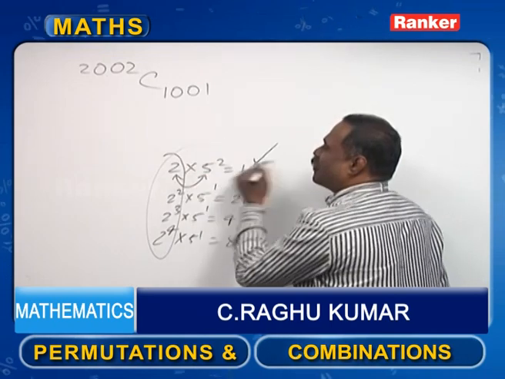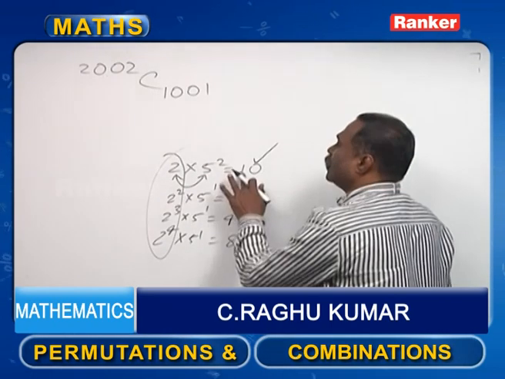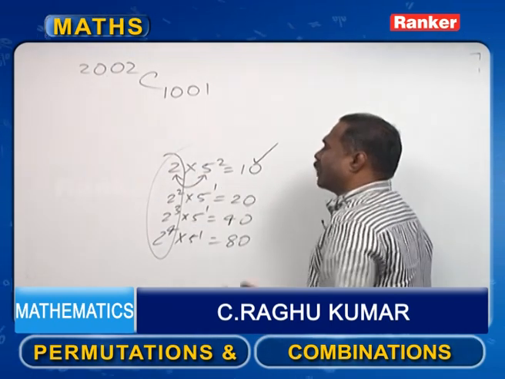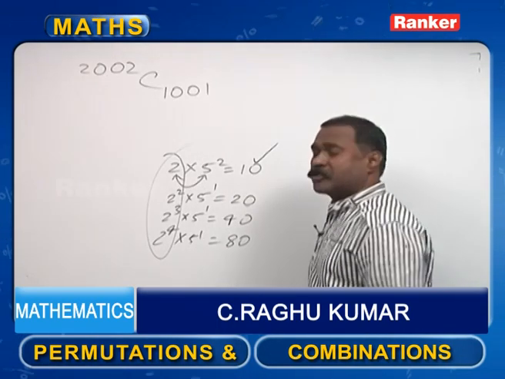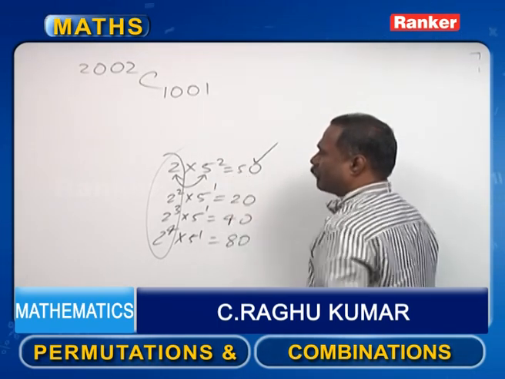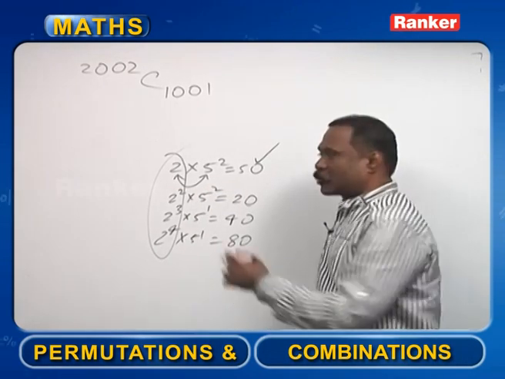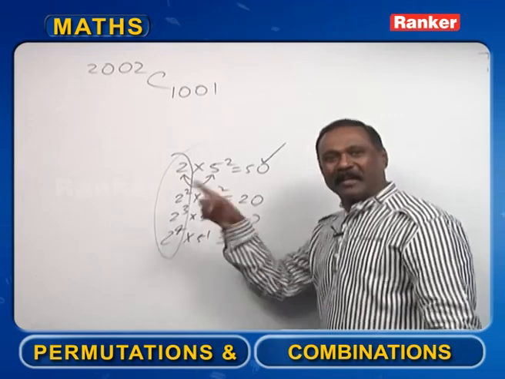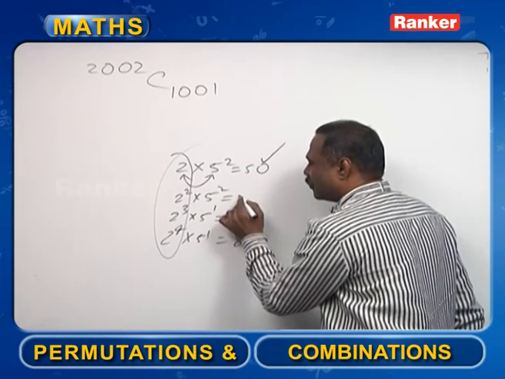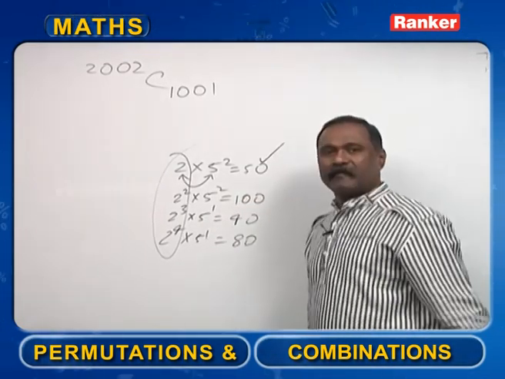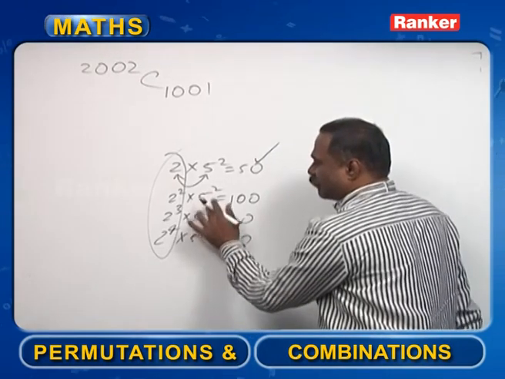If you make it 5 square, then 2 into 5 square is how much? 25 into 2, it will be 50. Similarly, 2 square into 5 square is 2 into 5 whole square. That becomes what? 100.